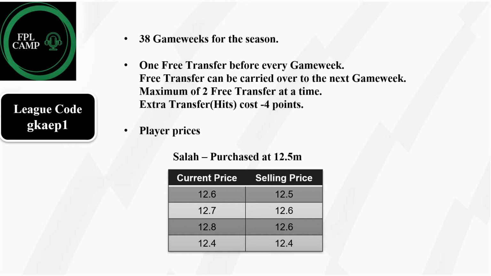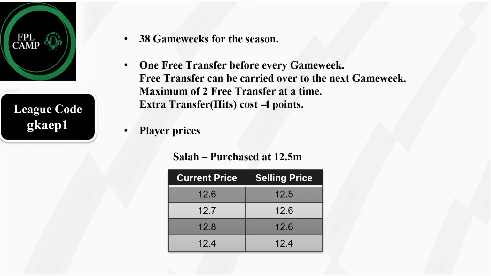However, if he has a price rise of 0.2 million from the price that you bought him, that is, now he becomes 12.7 million, then if you sell him, you get 12.6 million for him. If he has a price rise till 12.8 million, you still get 12.6. To put it simply, for every 0.2 million price rise from the price that you have bought him, you get a profit of 0.1 million if you sell the player.